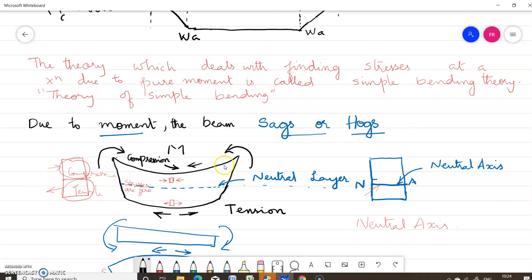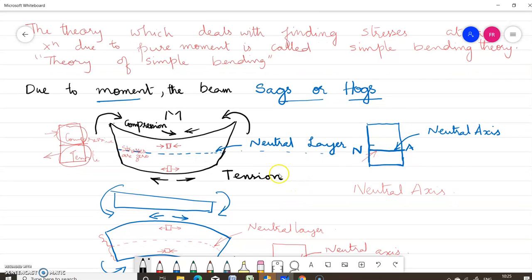So whenever a beam is subjected to moment, the beam sags or hogs. When it is subjected to sagging moment, the upper fibers will be subjected to compression and lower fibers will be subjected to tension, and in between there is a layer where there is no tension or compression, and the intersection of this neutral layer with the cross section of the beam is known as the neutral axis.